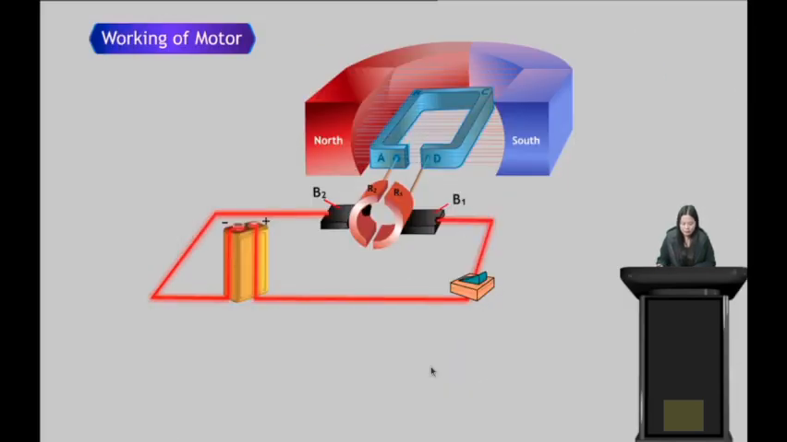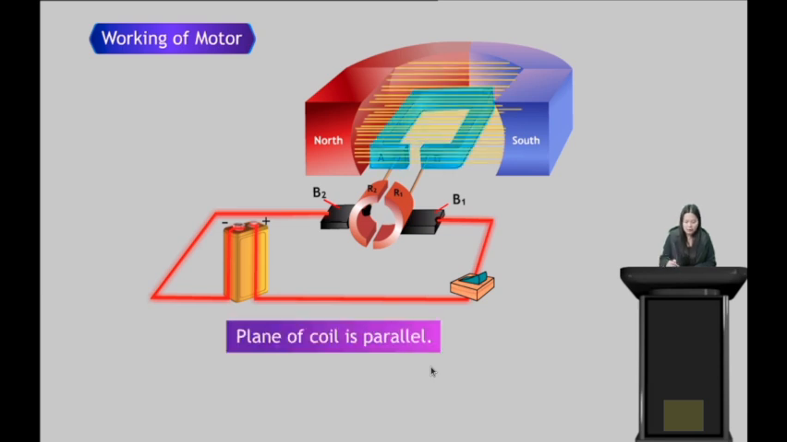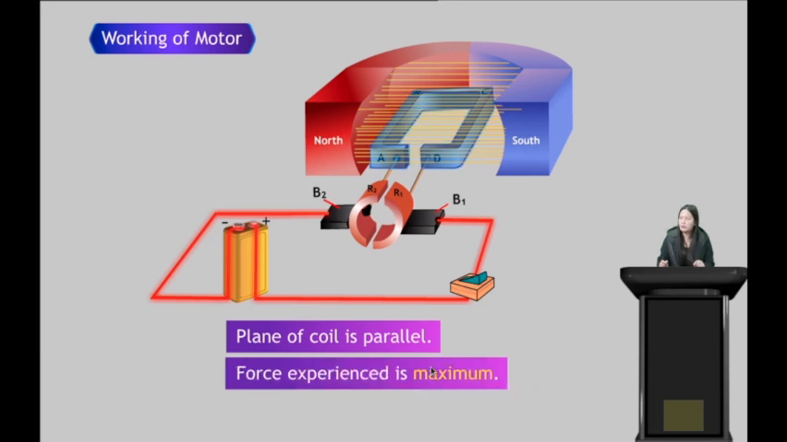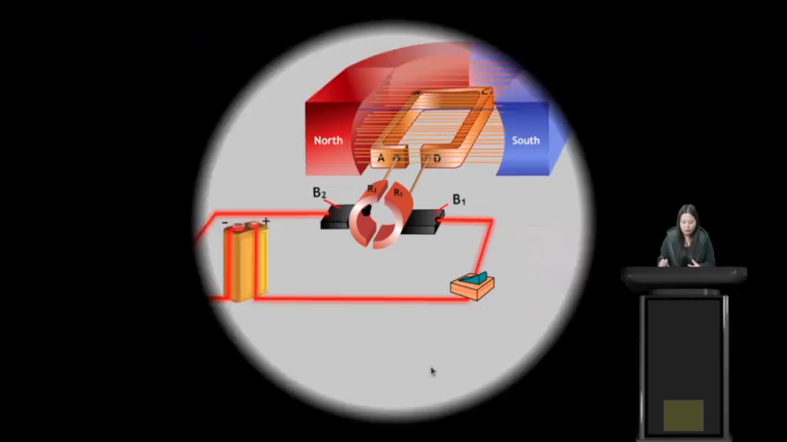So let us observe. We have the armature, we have the direction of magnetic field, and this is the plane of coil. When the plane of coil is parallel to the direction of magnetic field, this is the position where the armature will experience maximum force.